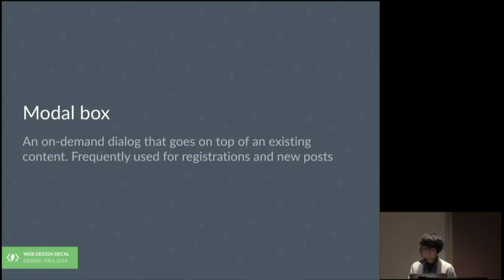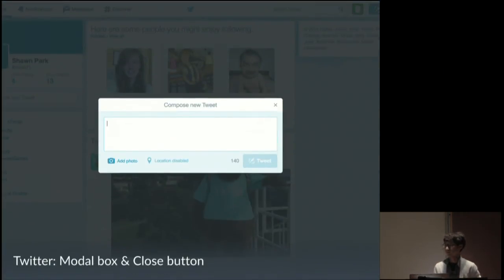Just to give you an example, there's this thing called a modal box. A modal box is like a dialog that pops up only if the user requested. It's hidden by default, but when the user clicks on some button, the box shows up. So it'll be something like this. For Twitter, there's a new post button. The new post is hidden by default, but when you click on it, it shows a compose new tweet box.